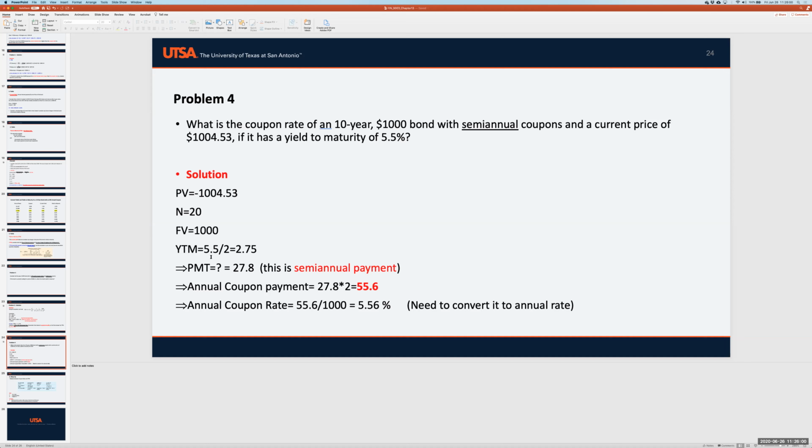How can we find yield to maturity for semi-annual coupons? You just simply divide this 5.5% by 2 and get 2.75% for the yield to maturity rate. And so you just compute for the payments, semi-annual payments. This is 27.8 semi-annual payments. If the question asks you for the annual coupon payments, you just multiply by 2 and find the 55.6 for annual payments.